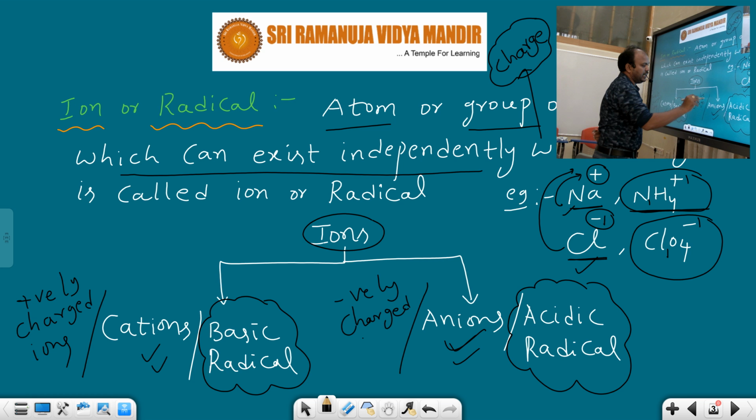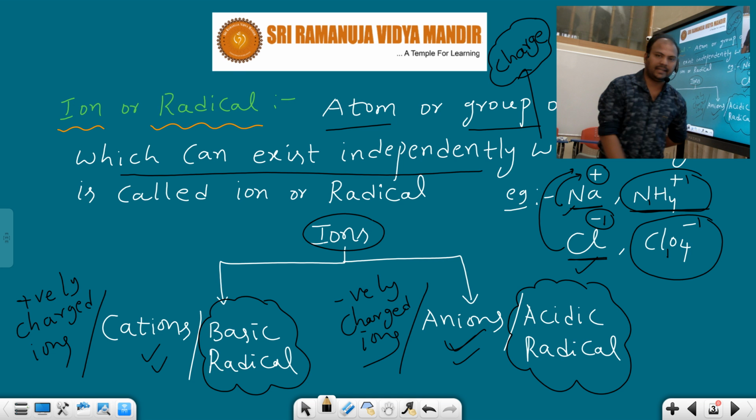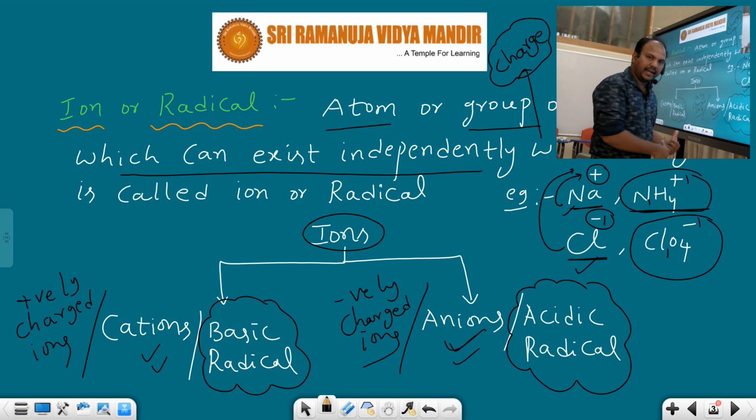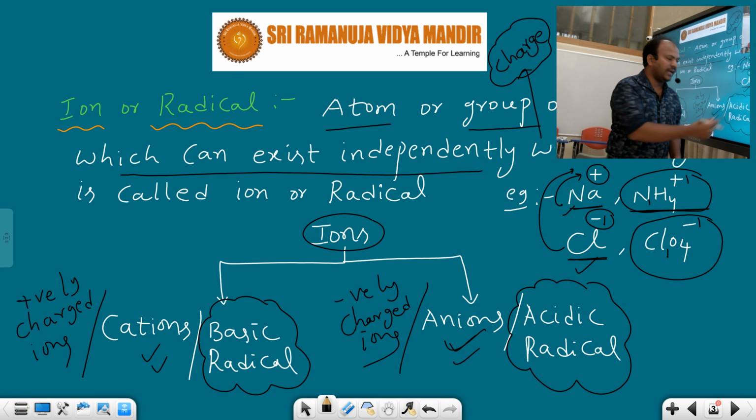Negatively charged ions. So there are two types of ions: cations and anions. Cations are positively charged ions, anions are negatively charged ions. Cations are called basic radicals, anions are called acidic radicals. Why are the cations called basic radicals? Why are the anions called acidic radicals? What is the reason? I will give the explanation later.